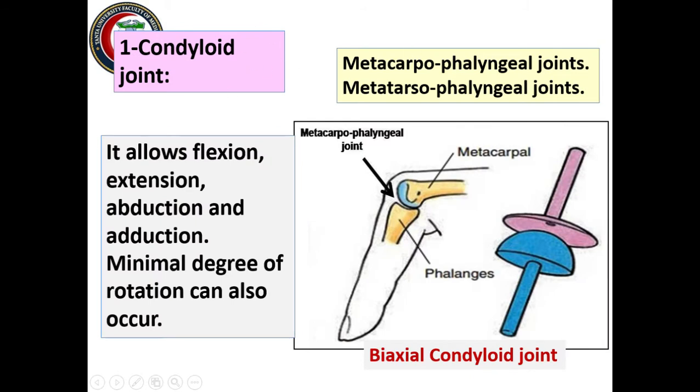First, we'll discuss the condyloid joint. It's a biaxial joint. Example: metacarpophalangeal joint or metatarsophalangeal joint. This is the example for the condyloid joint. This allows movement: flexion, extension, abduction, adduction, and a minimal degree of rotation.